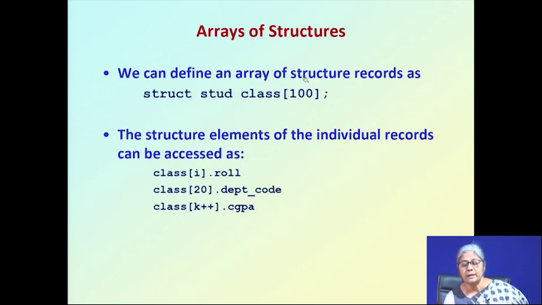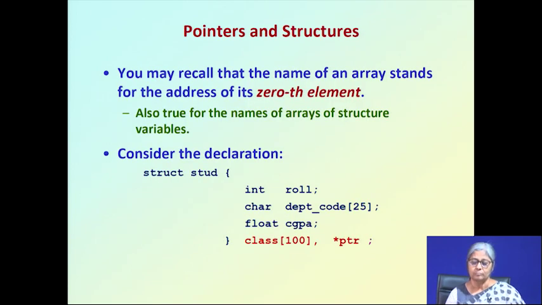Now, we can define an array of structures. This we have also read, that instead of class 1, class 2, class 3, we can give class 100. That means each class i is actually of type stud. That means class i dot role, class 20 dot department code, class k plus plus dot CGPA, like this. We have already read it.